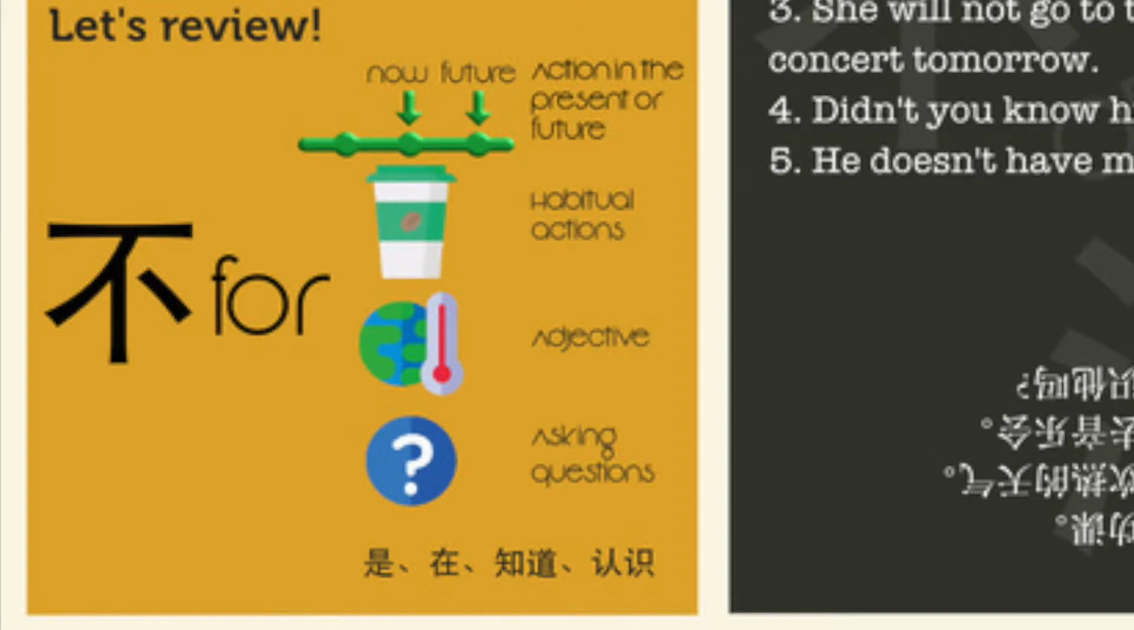So in conclusion, 不 is used for action in the present or the future. It's used for habitual actions, adjectives, asking questions, as well as exclusively with some verbs like 是, 在, 知道, 认识.